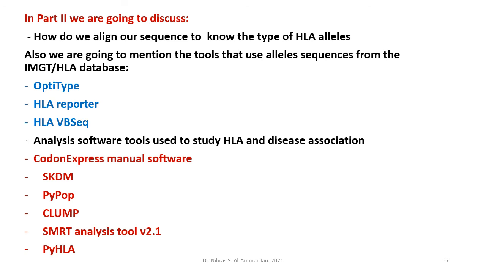That was part 1 of this lecture, and in part 2, we are going to discuss how we align our sequences to know the type of HLA alleles. Also, we are going to mention the tools that use allele sequences from the IMGT HLA database: OptiType, HLA Reporter, HLA-VBSeq, analysis software tools used to study HLA and disease association, and the Codon Express manual software.